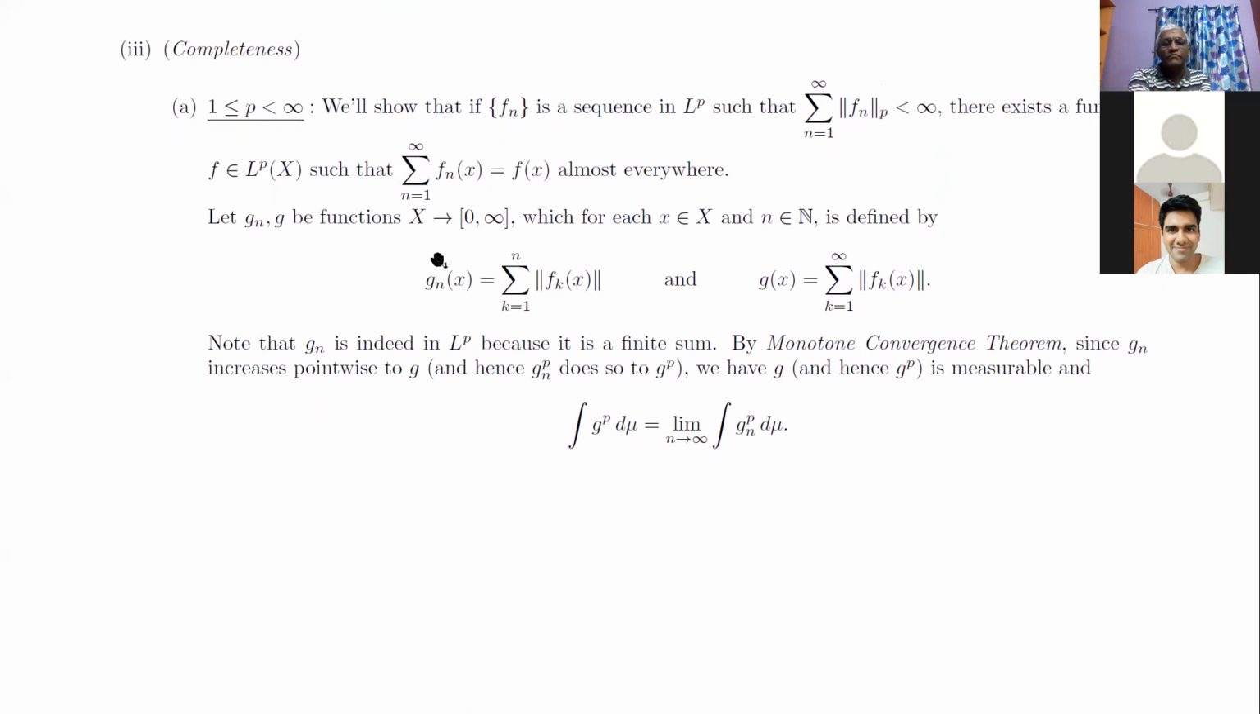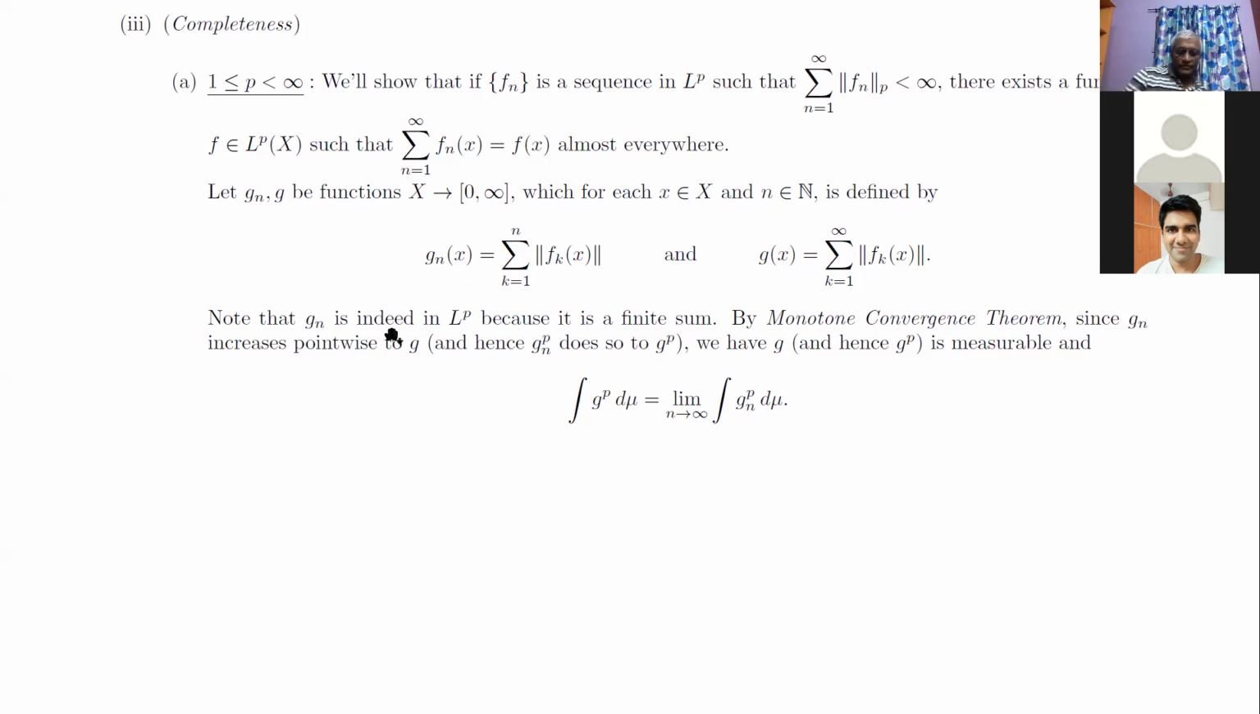So let us define two functions g_n and g from X, which take positive values, such that g_n(x) is just the partial sums of the absolute values of f_k(x), and g(x) is just the absolute infinite sum. So note that g_n is in fact in L^p because it is a finite sum.